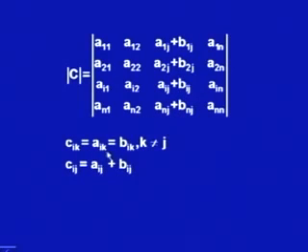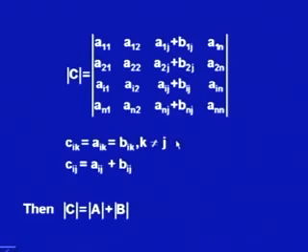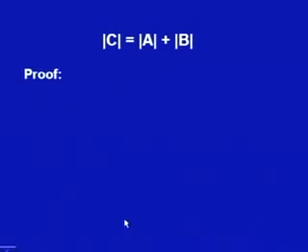So if we define the C matrix in this particular manner, then Cik is equal to Aik is equal to Bik for all k not equal to j, and Cij is equal to Aij plus Bij for the jth column. Then we have a result which says that the determinant of C is equal to the determinant of A plus the determinant of B. Let us prove this result.